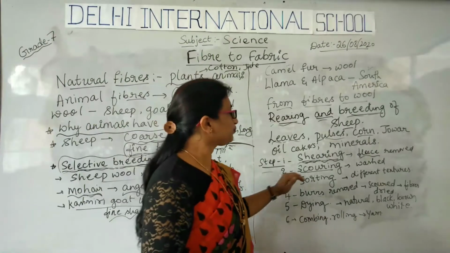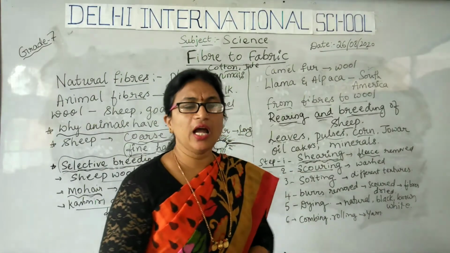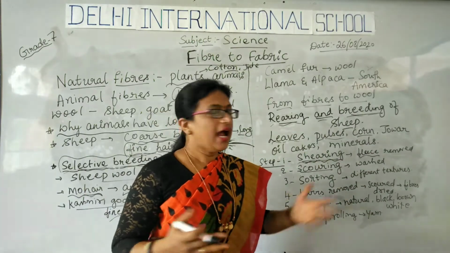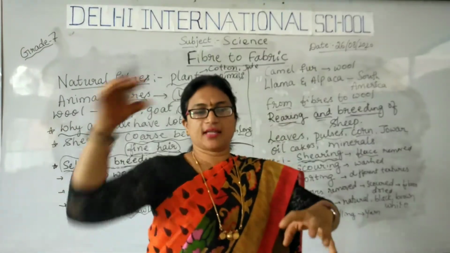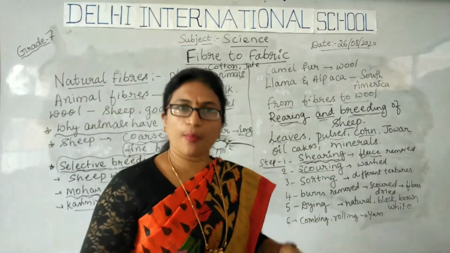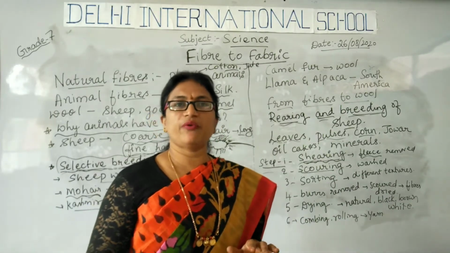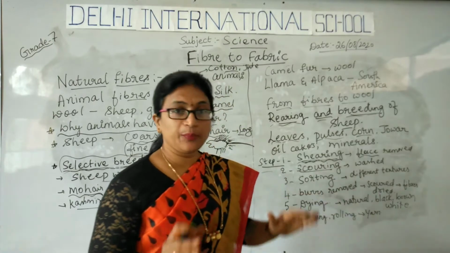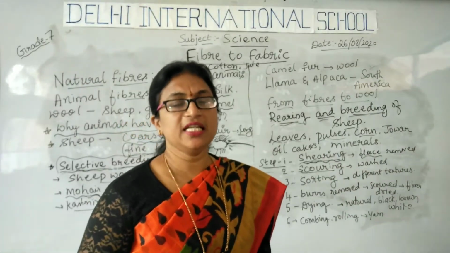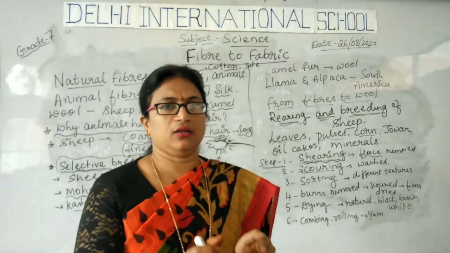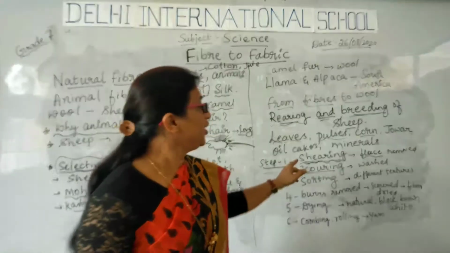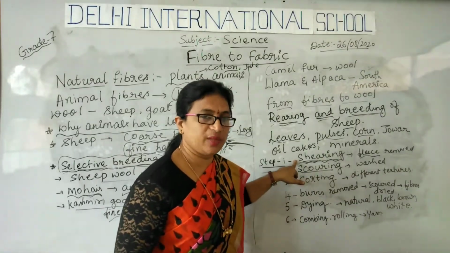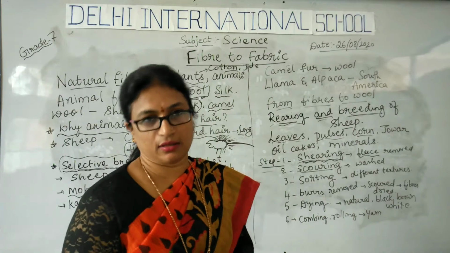Okay. So during this scoring, big tanks are made, and the sheared hairs are put in and washed properly by water. That process is called scoring. That is, washing and cleaning of the sheared hair of the sheep is called scoring.